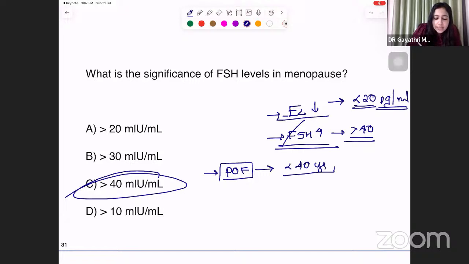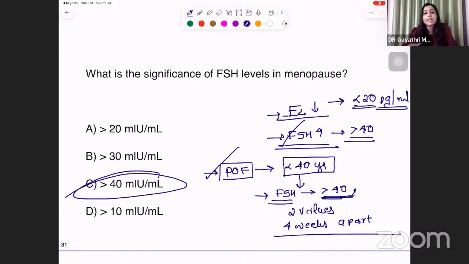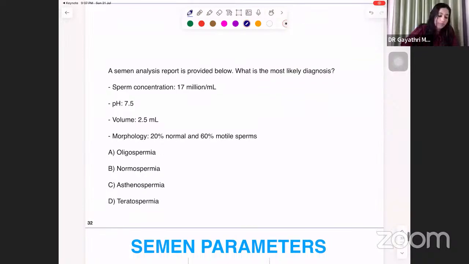If a patient has menopause at less than 40 years, in that situation you will do FSH. If that FSH is more than 40, you have to repeat it after 4 weeks. So if you have two values more than 40, 4 weeks apart, I will diagnose it as POF, premature ovarian failure, in patients less than 40 years.